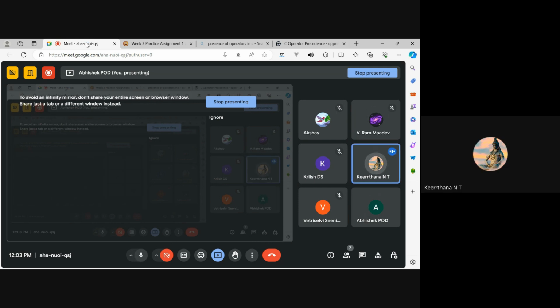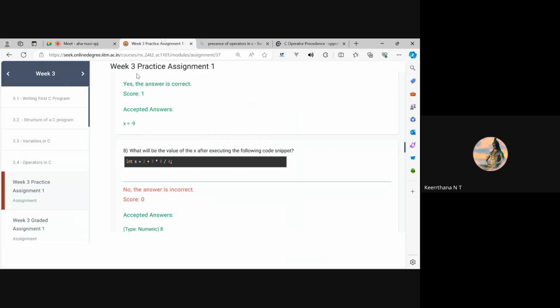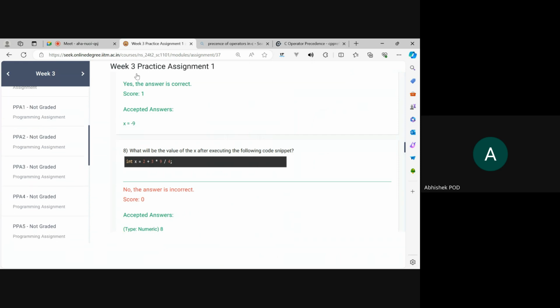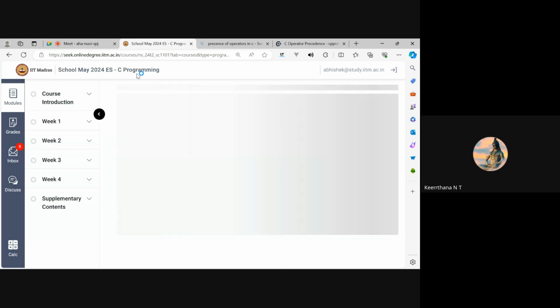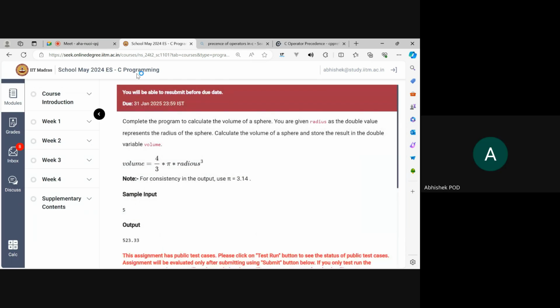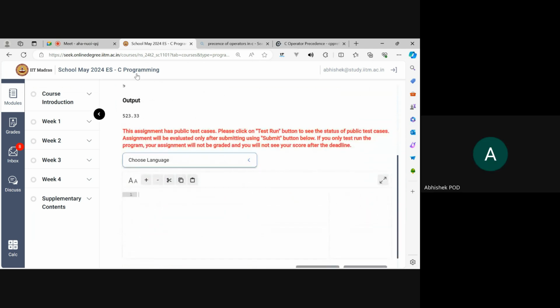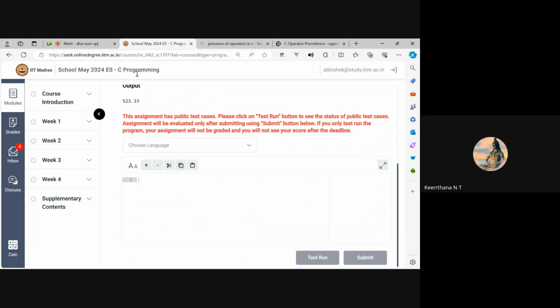Sir, I have a doubt in assignment PPA3, not graded. Yeah, tell me. Sir, how to do that question? Okay, complete the program to calculate the volume of a sphere. You are given radius as the double value. So how to code inside that? It's not allowing us to code. Actually, there's a white space inside, so we should code there.